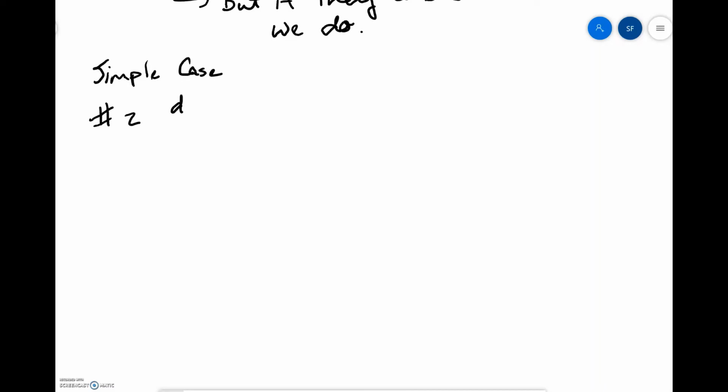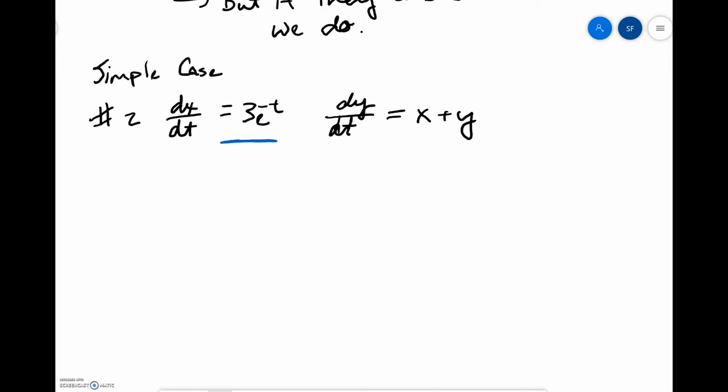dx/dt is 3e to the negative t, and dy/dt is x plus y. Notice that the first one does not have any y's in it, so we can go ahead and solve that. That's going to be separation of variables. If we separate this, dx equals 3e to the negative t dt.